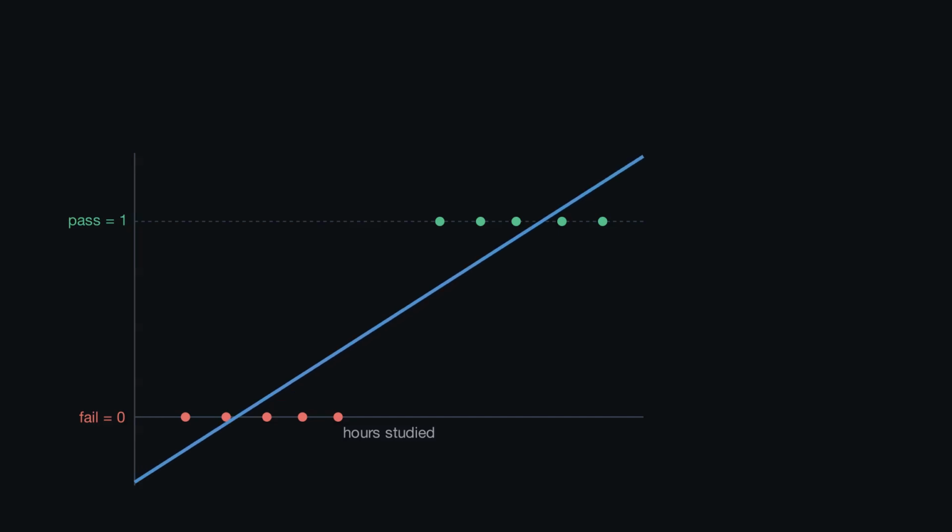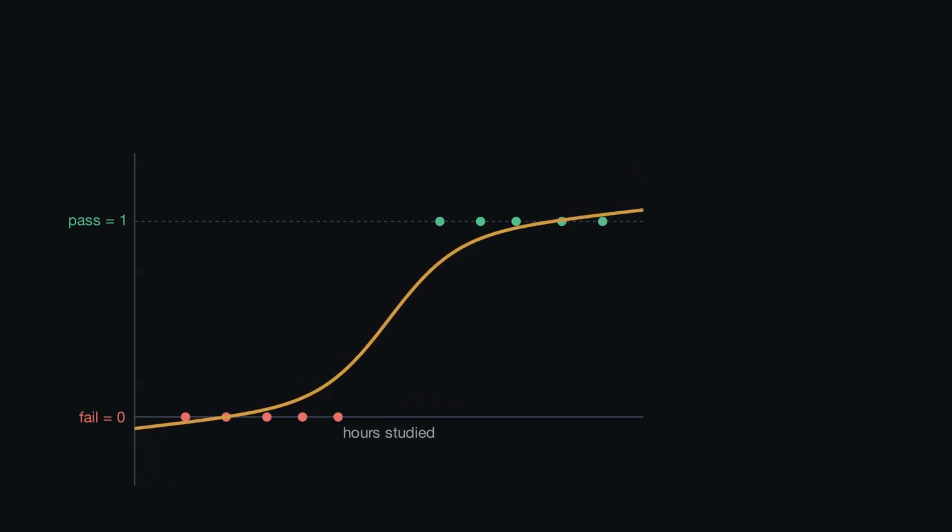Your first thought might be, just use the same straight line. And you can draw one. But watch what happens at the edges. For a lot of hours, the line shoots above 1. For very few hours, it dips below 0. But a chance cannot be more than 100%, and it cannot be negative. The straight line gives impossible answers. We need to gently fence it in.